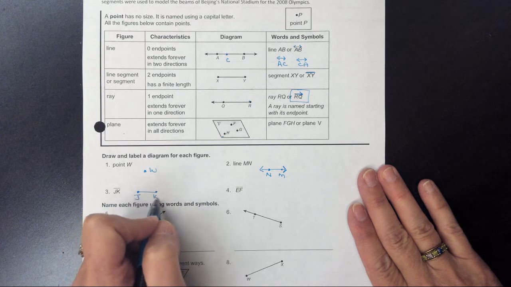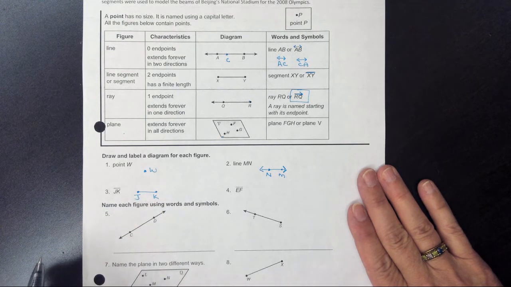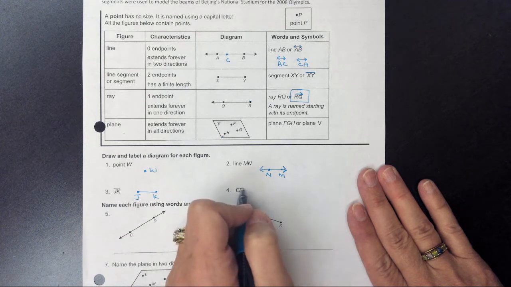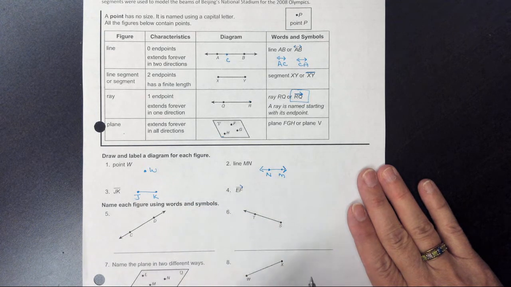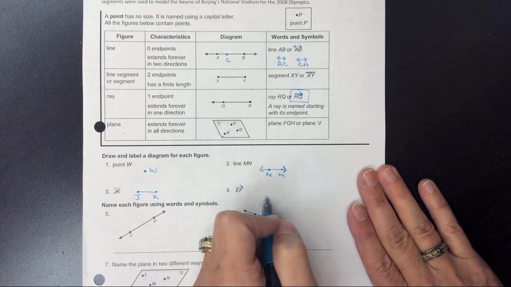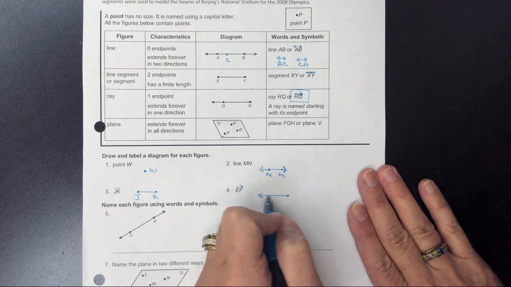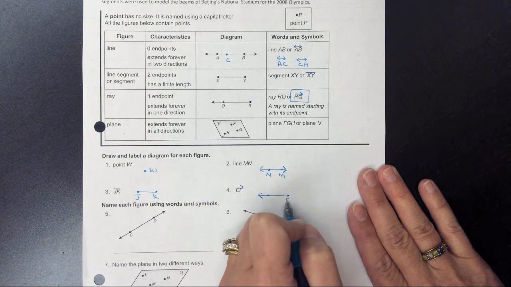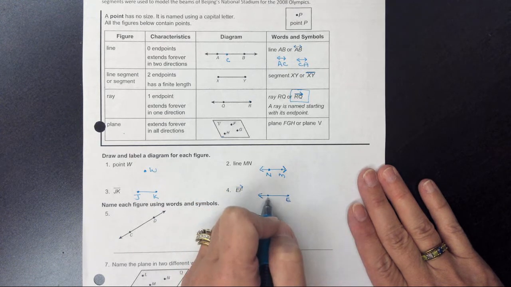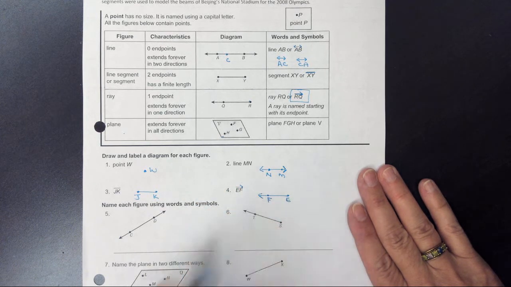The only one that's order specific is a ray, and this is supposed to be a ray. I know it's hard to see the arrow. So let's see, I could do it just like this, and E is the endpoint, and then F is the point that tells you what direction you're going in.